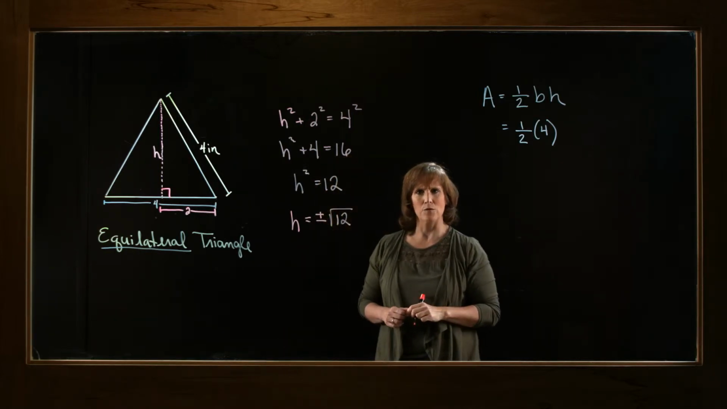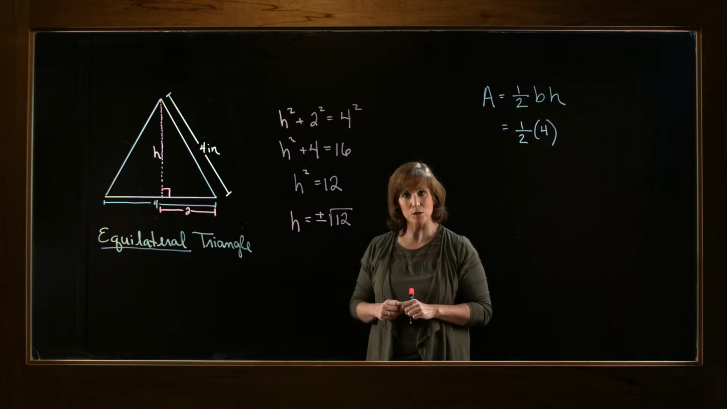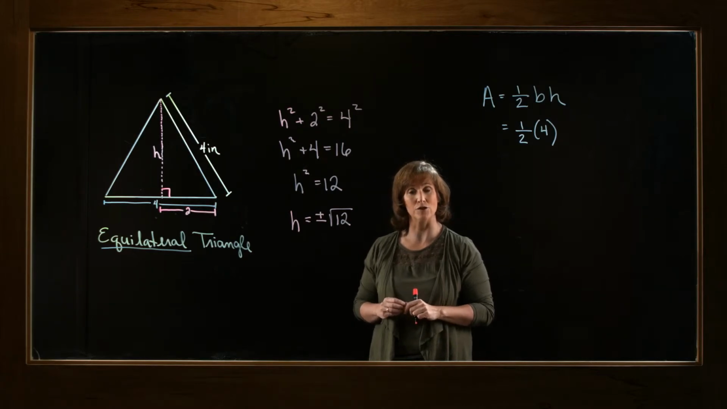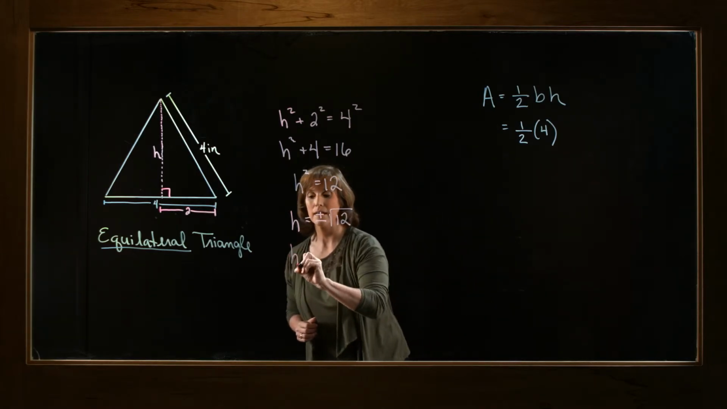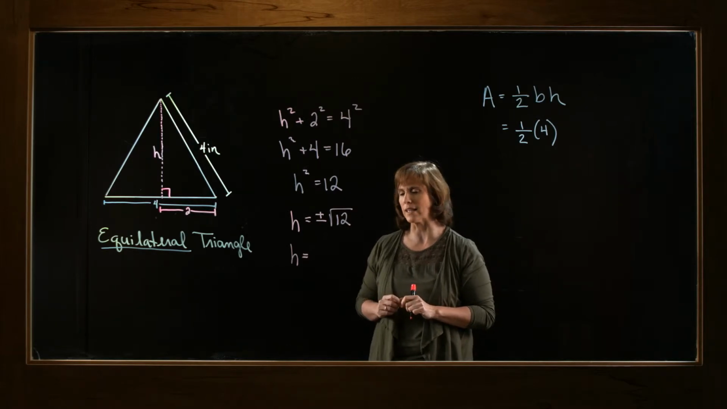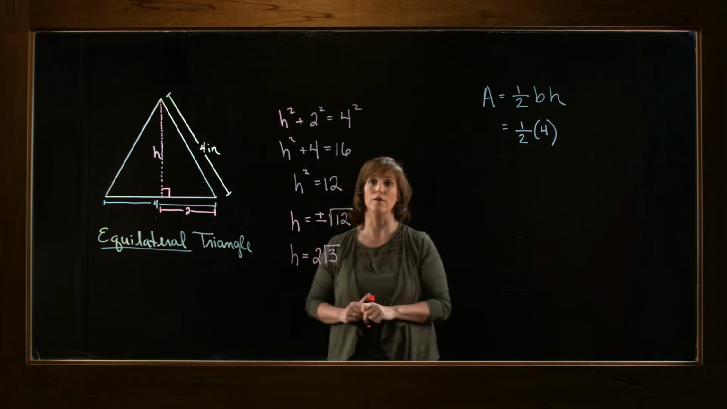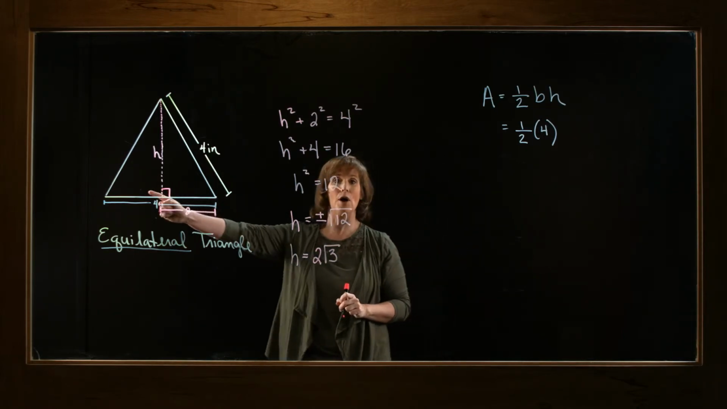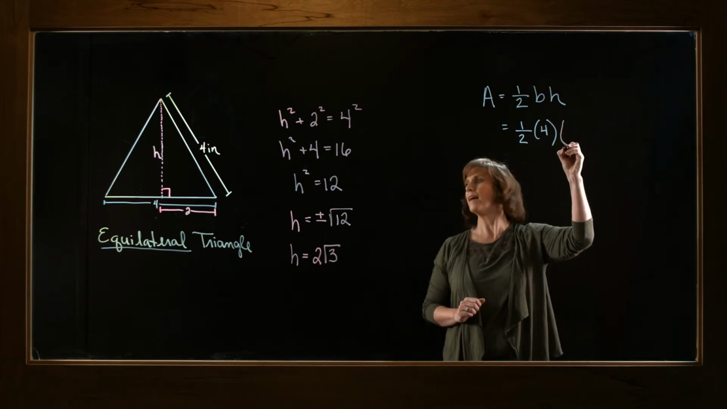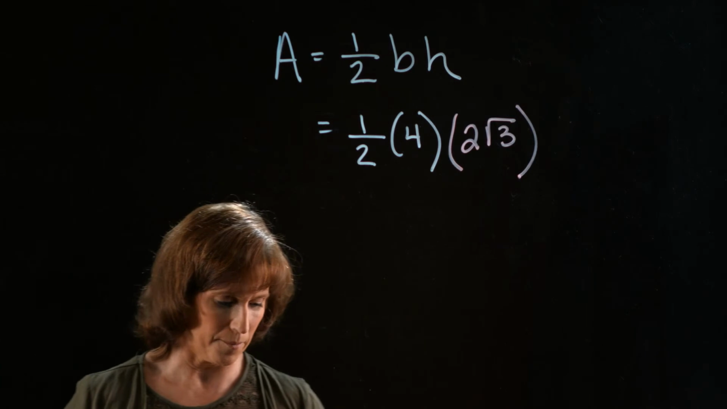Now let's think about this for a minute. This is an application problem. Is the height going to be negative the square root of 12? No, I'm only going to be dealing with the positive version. So the height is going to be positive square root of 12. Now I can reduce this a little as well. So I'll write this as 2 times the square root of 3. I now know the height of my equilateral triangle, so I can go ahead and fill it in. This is going to be 2 times the square root of 3.